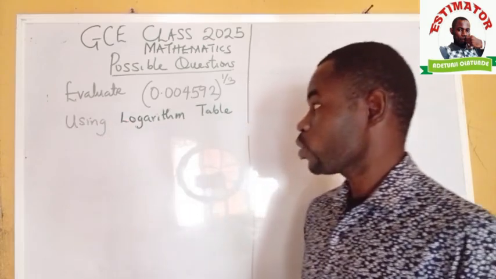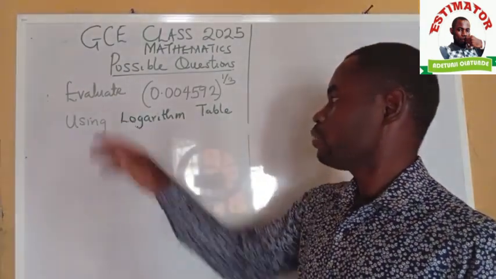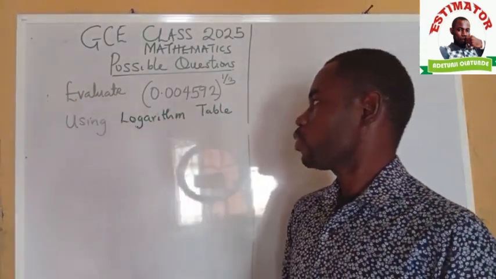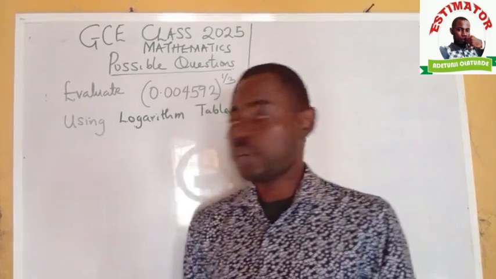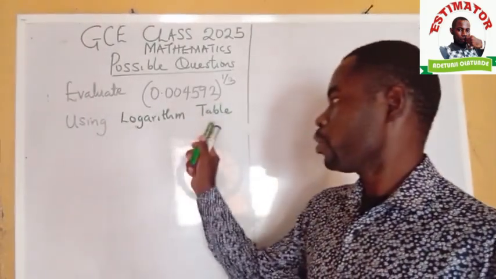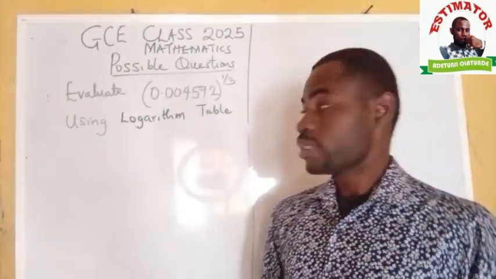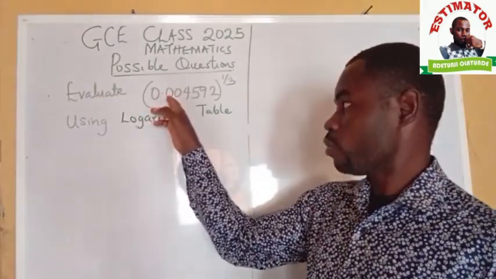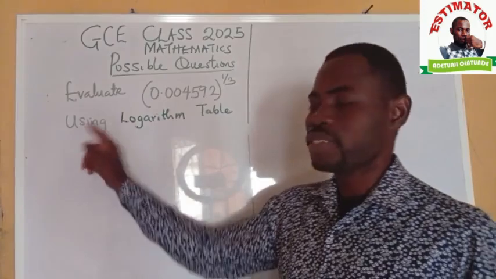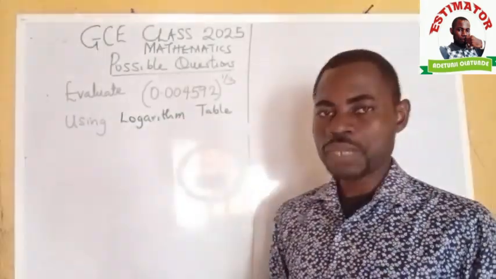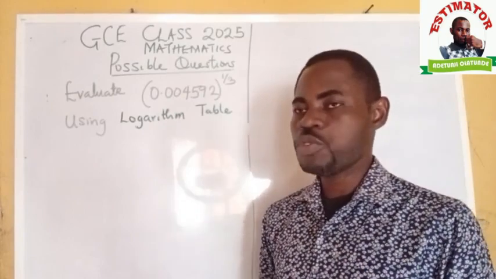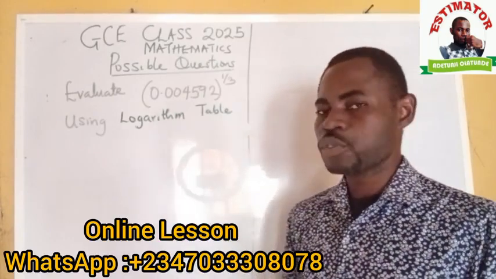Here we have a question on the board saying: evaluate 0.004592 raised to power 1 over 3 using logarithm table. This problem you are seeing on the board, we can use a calculator, but in this situation they want us to use logarithm table. They are expecting some things from you, and that's what we are going to show ourselves today.